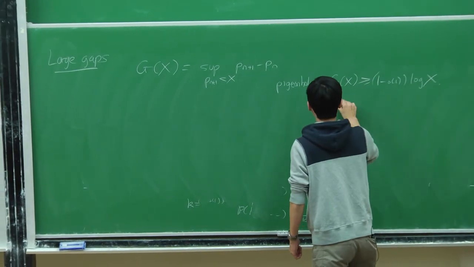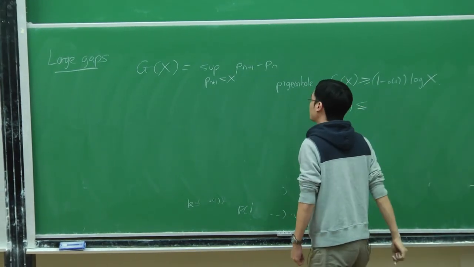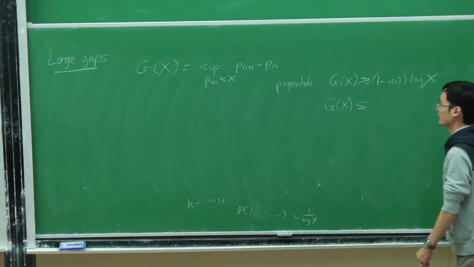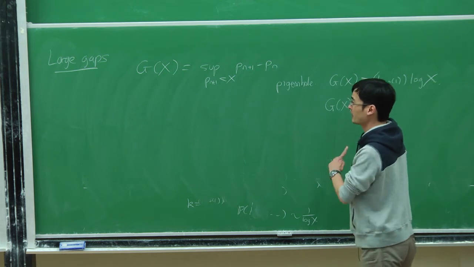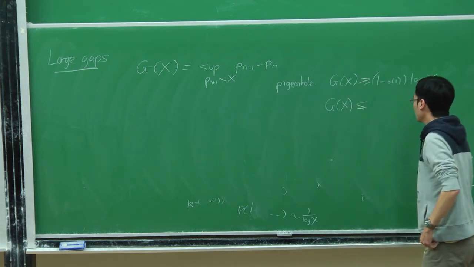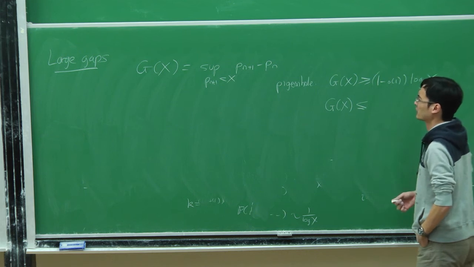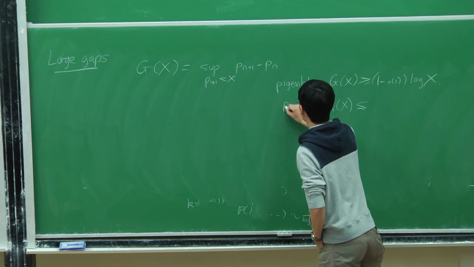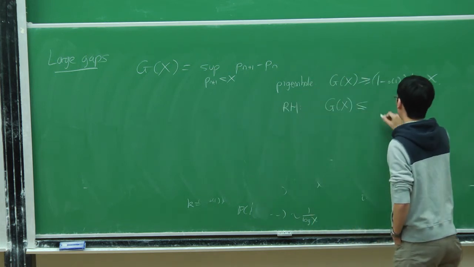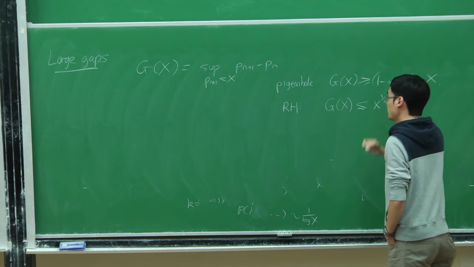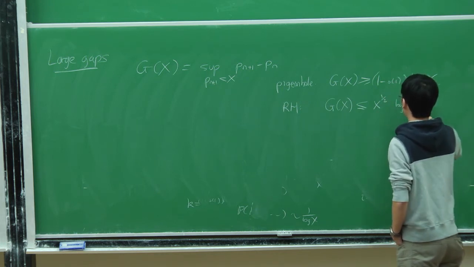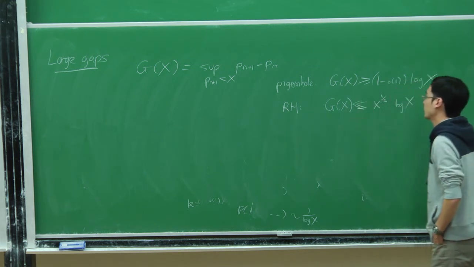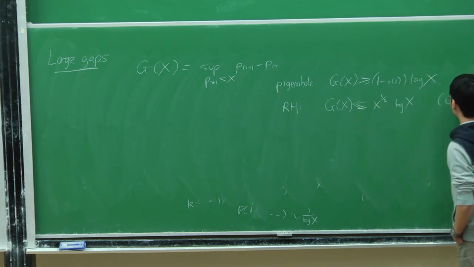What about upper bounds? Upper bounds actually are quite terrible. There's a trivial bound of x, which is not very interesting. It's actually already pretty hard to get better than x. The prime number theorem will give you something like x over log x. But if you assume the Riemann hypothesis, which is quite a strong hypothesis, the best bound we can get is basically the square root of x, due to Cramér.